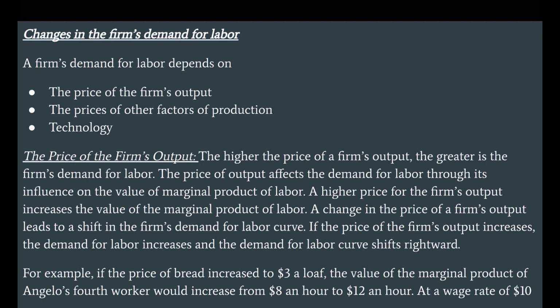Changes in the firm's demand for labor. A firm's demand for labor depends on the price of the firm's output, the prices of other factors of production, and technology. The price of the firm's output. The higher the price of the firm's output, the greater is the firm's demand for labor.